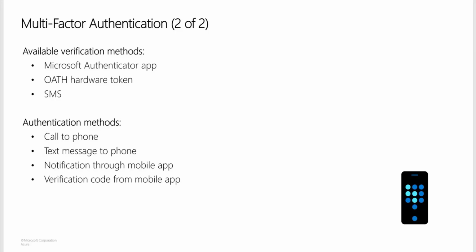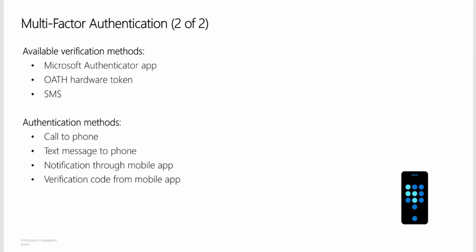Next one is text message to phone. That will send a text message to your phone that contains a verification code. The user will be prompted to enter that verification code. This process is called one-way SMS. Two-way SMS means that the user must text back a particular code. Two-way SMS is deprecated and not supported after, if I'm not wrong, November 2018. That's my understanding, but I could be wrong, and I'll confirm that.